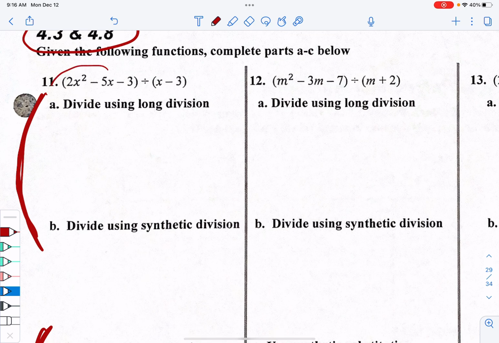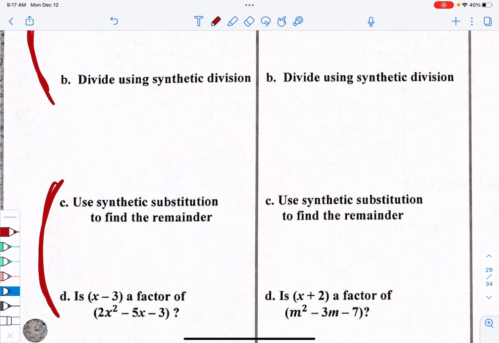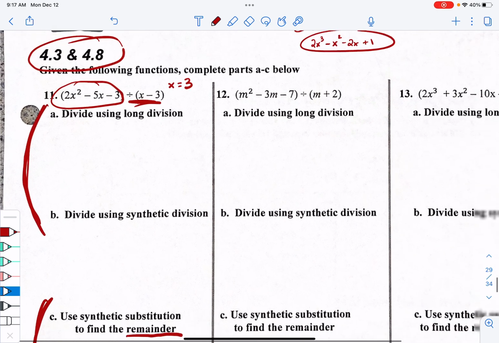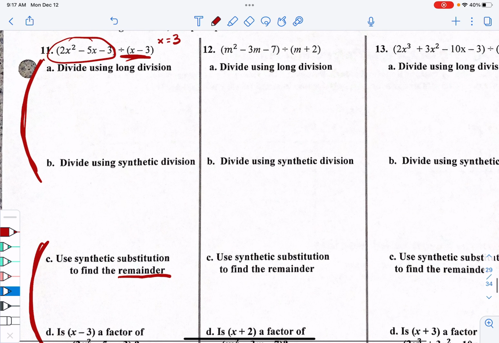So we're taking this thing and we are dividing by x minus 3. That means when I go to do my division and I set this equal to 0, then x equals 3. I'm going to do C, and I'm going to see what my remainder should be if I were to divide them. I'm not going to divide yet. I'm going to do A and B last, but I'm going to see what my remainder should be.